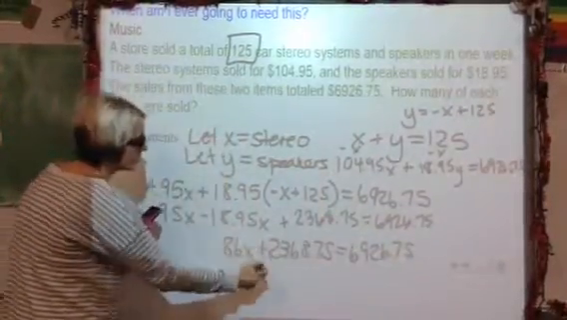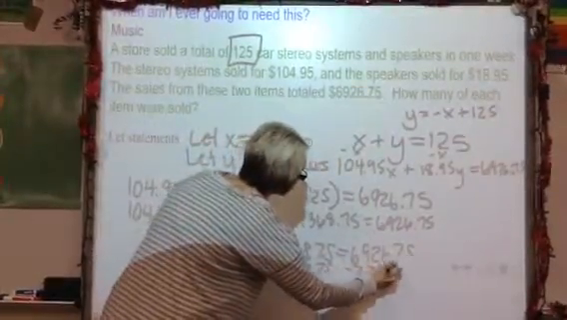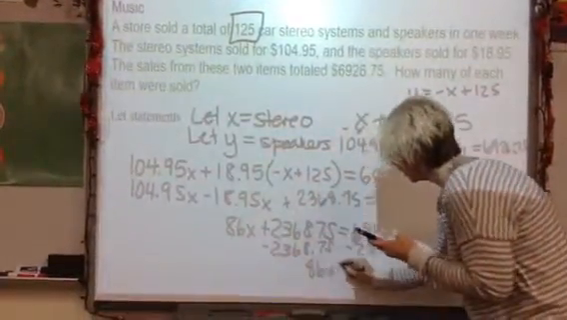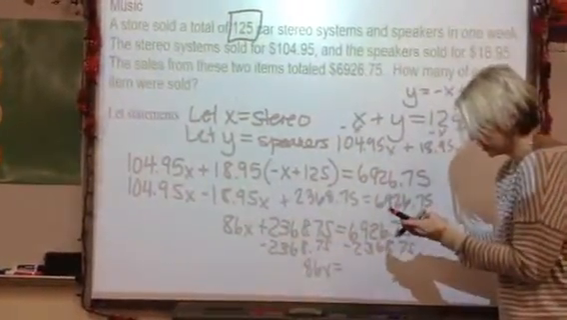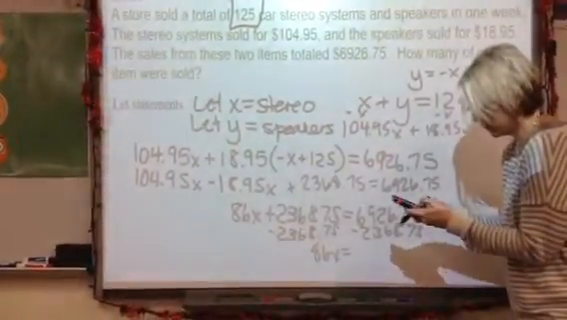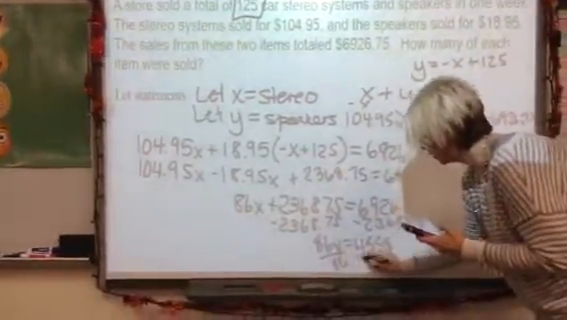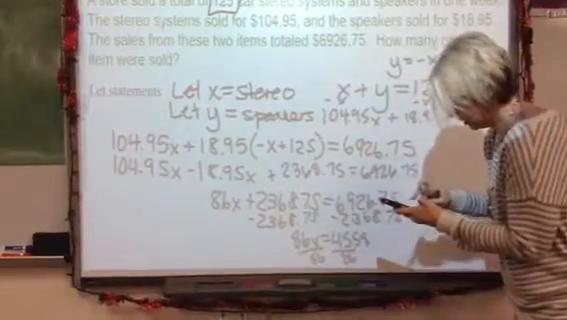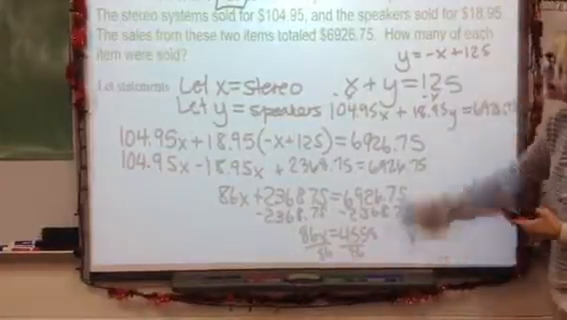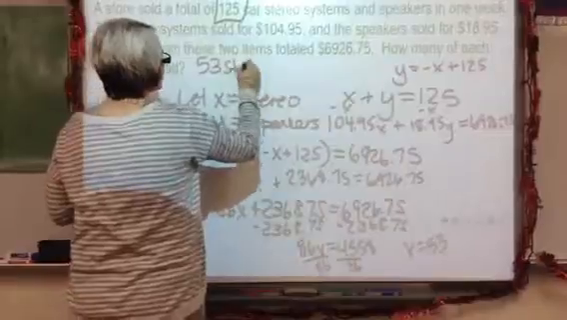And I'm solving for x, so I want to subtract this. So I'm left with 86x equals 6,926.75 minus 2368.75. Divide by 86. And you're left with x equals 53. So this is the number of stereos that we sold. So we sold 53 stereos.